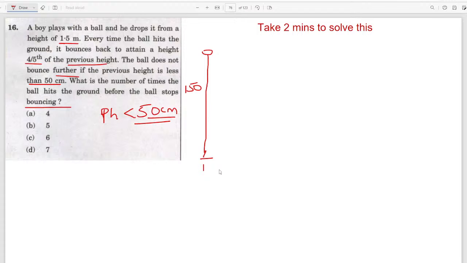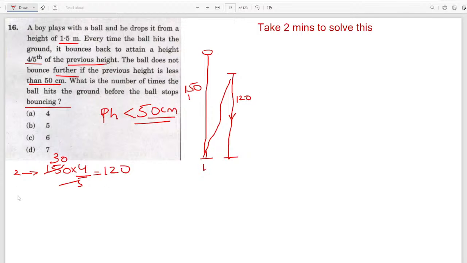So this is the first drop, the first time the ball touches the ground. And then after this, it again bounces back, and the second height, the first height is 150, the second height is 150 into 4/5. This is 5 3s, and this is 120. So this ball goes to 120 and comes back. This height is 120.